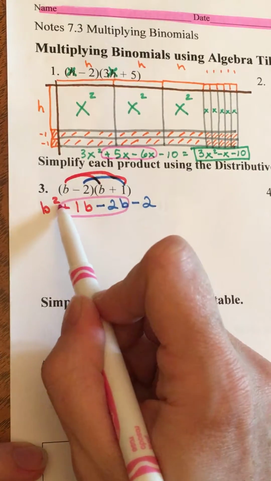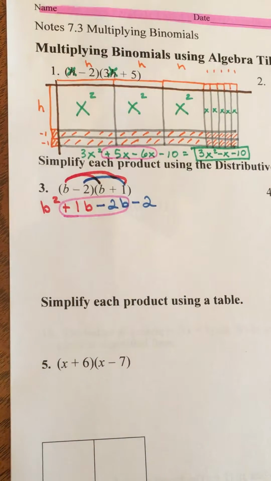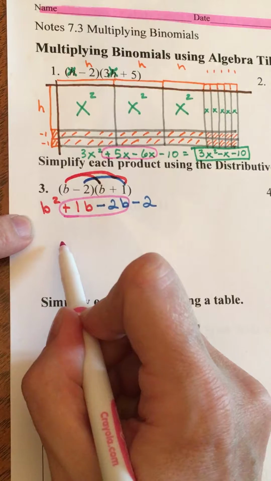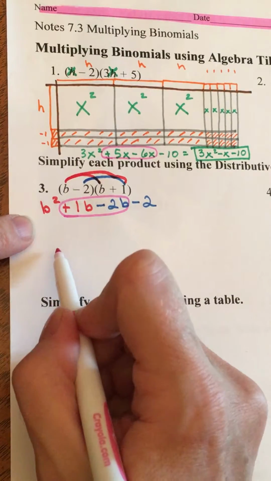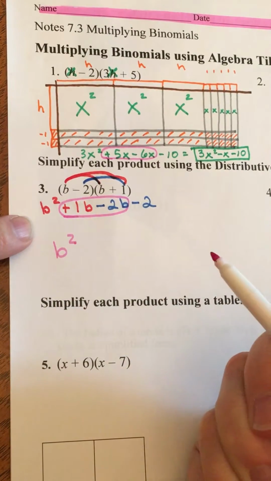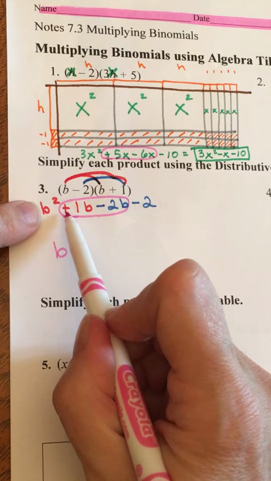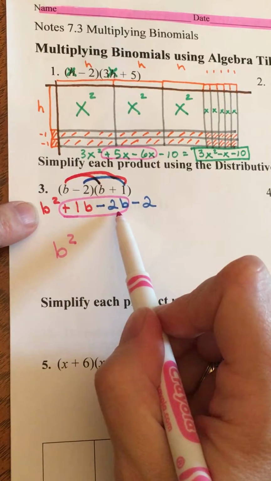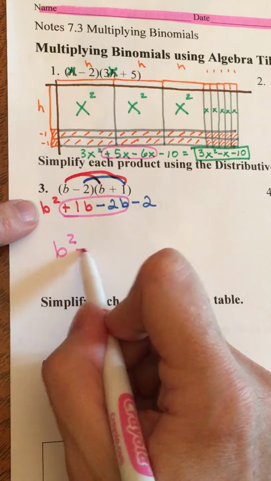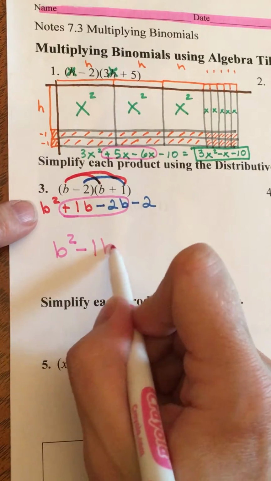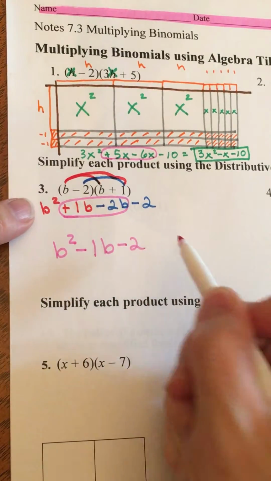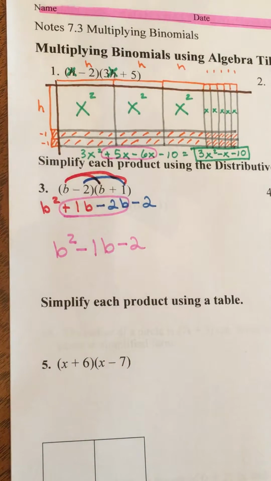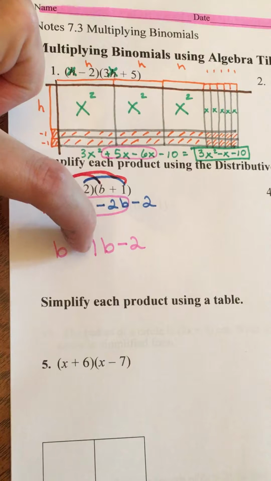And here they are in the middle again. I hope you'll see that most of the time your like terms are in the middle. So our final answer will be B squared, positive 1 minus 2, negative 1B, minus 2. There's my minus 2. And you might ask, hey, do I have to show this 1 here in the middle?